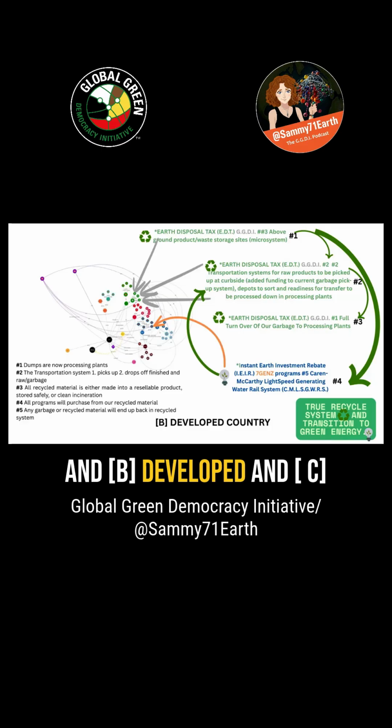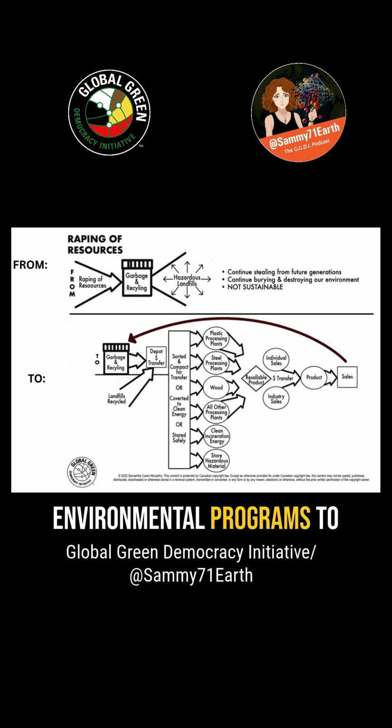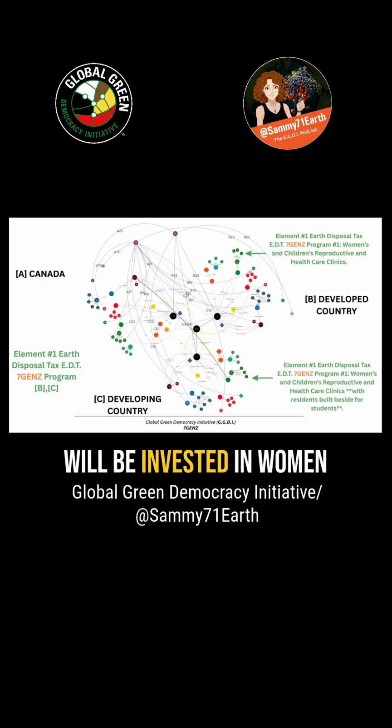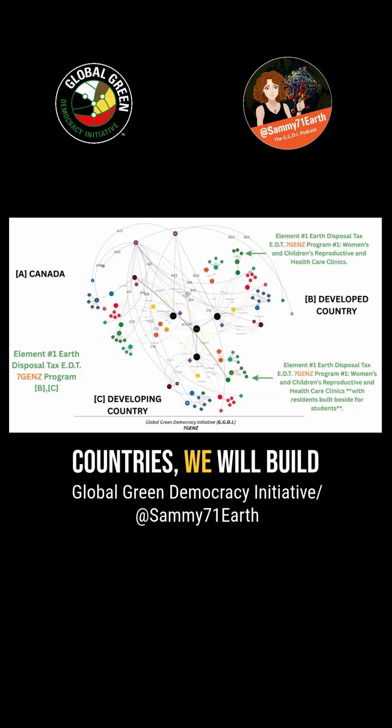In B, developed and C, developing countries, maps will have their GGDI programs, and their focus is on environmental programs to build a true recycled system, while the 7 Gens programs will be invested in women and children health and reproductive clinics. There will be differences in them. For example, to accelerate knowledge and training sharing in the C, developing countries, we will build residence beside for students with housing and food included in learning.